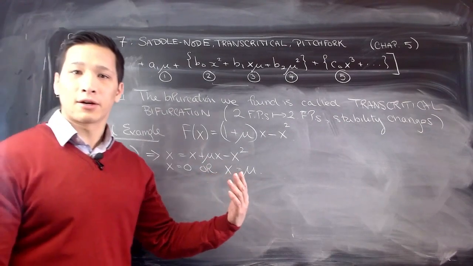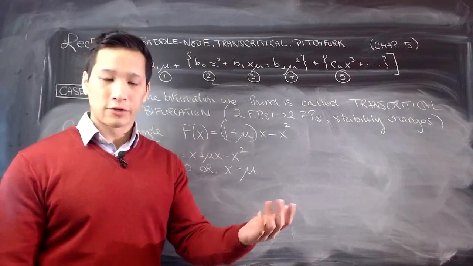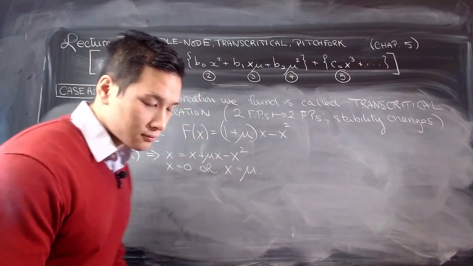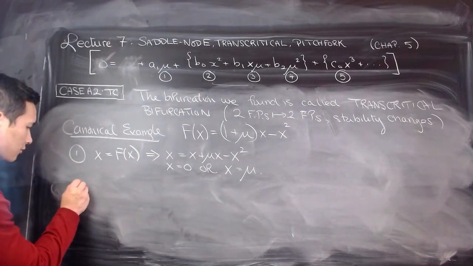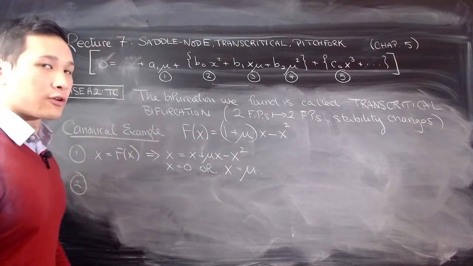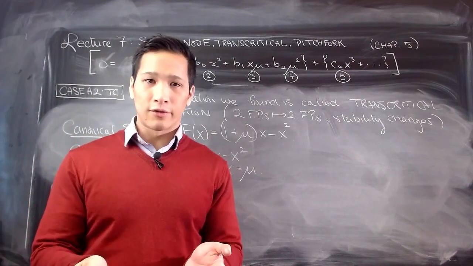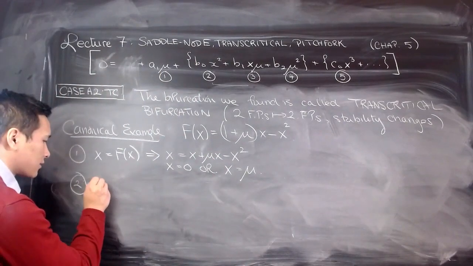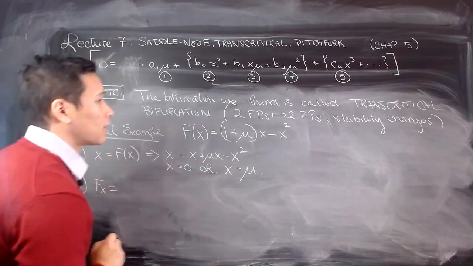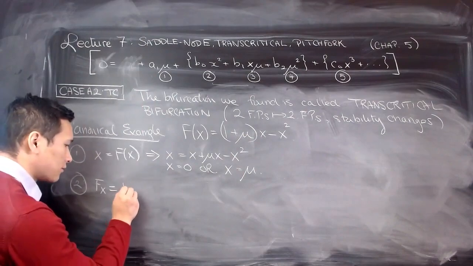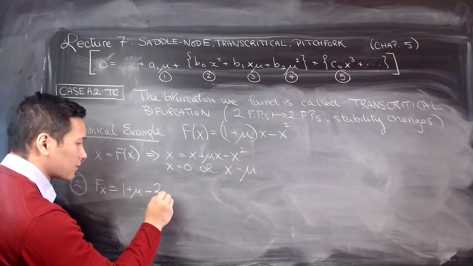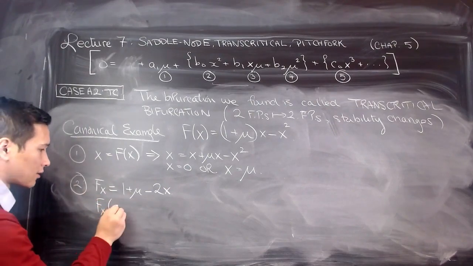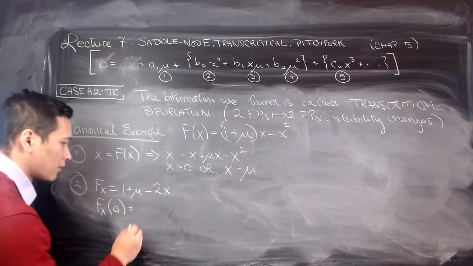So if mu is less than 0, then it's on the left. If mu is greater than 0, then it's on the right. Okay? Number 2. So how do you get the stability? To get the stability, you take the derivative, f_x, then you substitute in the point. So f_x is equal to, take the derivative of that, it's 1 plus mu minus 2x. And then you have to evaluate f_x at 0 to check the first fixed point. You get a 1 plus mu.